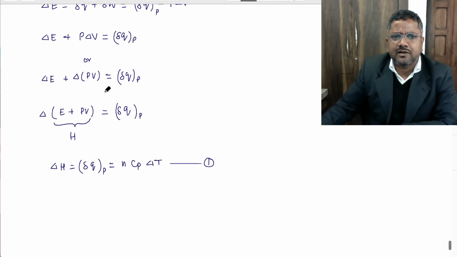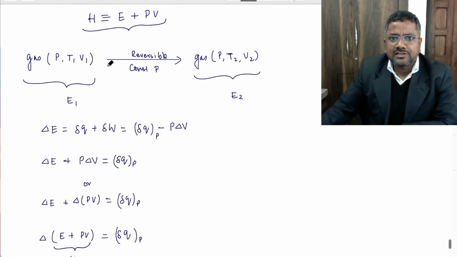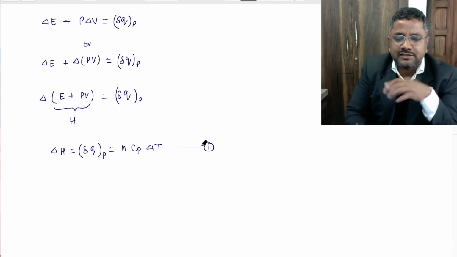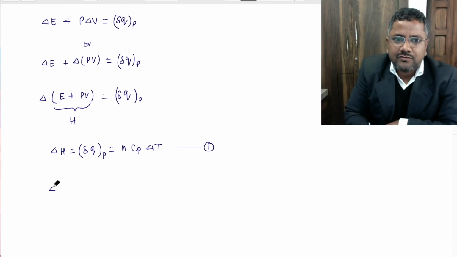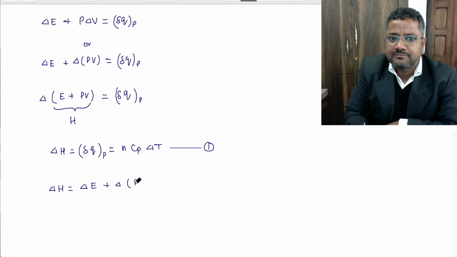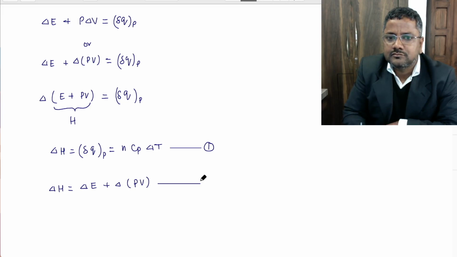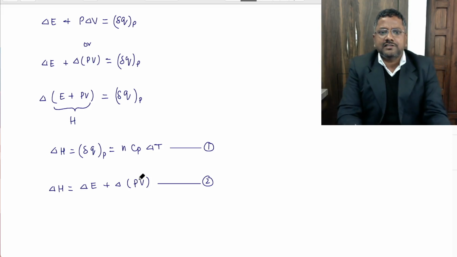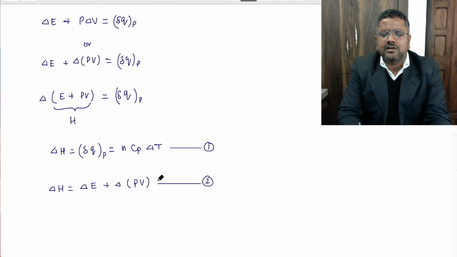Now see, different formulas we can prepare here. So what can we write here? Delta H is equal to, we can write one more formula here. This is the master formula. One more formula we can write: delta H is equal to delta E plus delta PV, right? Now at constant pressure condition, you can put P delta V here. So this is the general relation between delta H and delta E.